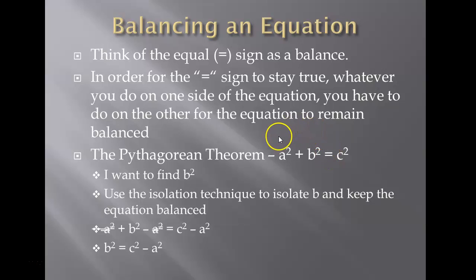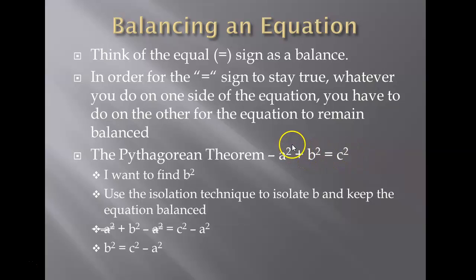Now, in the context of the Pythagorean theorem, if I say I want to find the value of b squared, I go through the process of isolating b and using the inverse operations. When I say isolating b, what I'm saying is I'm trying to get everything on this side, with the exception of what I'm trying to find, from the left side to the right side, so that I'm left with some kind of equation, say b squared equals something.